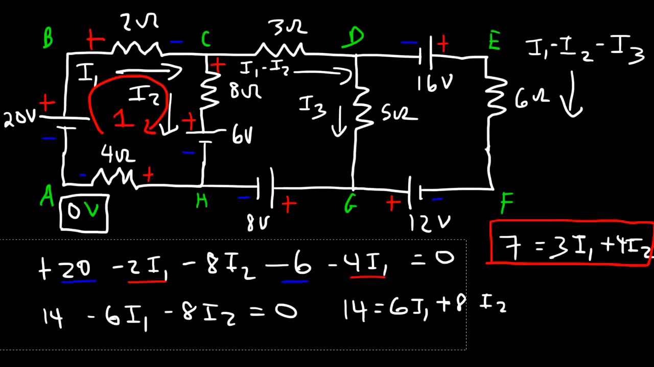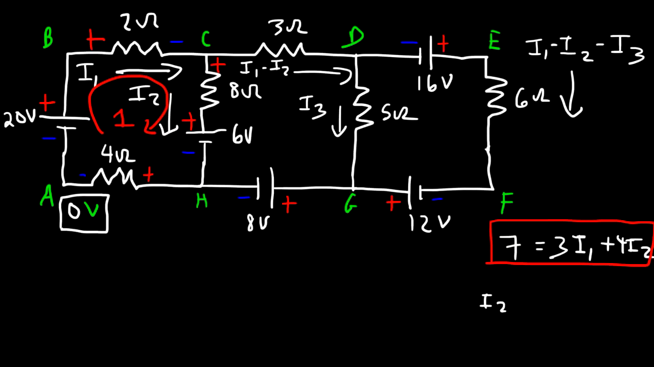Now let's move on to the next loop. So let's call this loop 2. So let's go in this direction. So we have a voltage lift of 6 volts. And then as we flow through the 8 ohm resistor, that's going to be a voltage lift going from negative to positive against I2. So that's going to be plus 8I2.